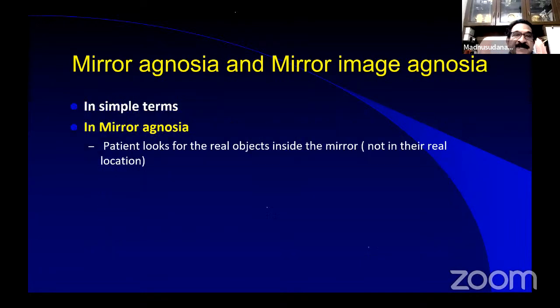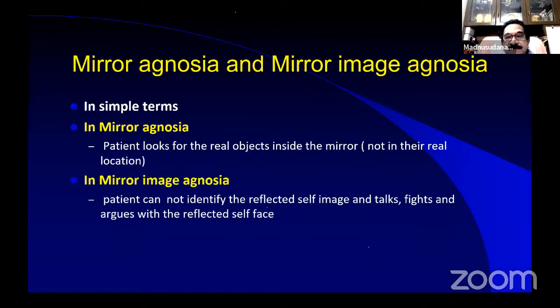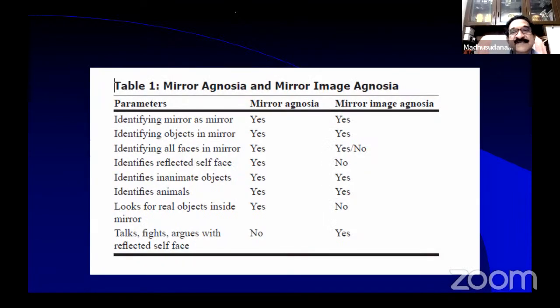In simple terms, in mirror agnosia the patient looks for real objects inside the mirror, not in the real location. In mirror image agnosia the patient cannot identify the reflected self-image and talks, fights, and argues with the reflected self-image. In fact, Dr. Chandra had shown two or three very interesting cases of mirror image agnosia, where we will show a video where the lady was fighting with the other image, arguing and abusing the other image. This chart is from her article.